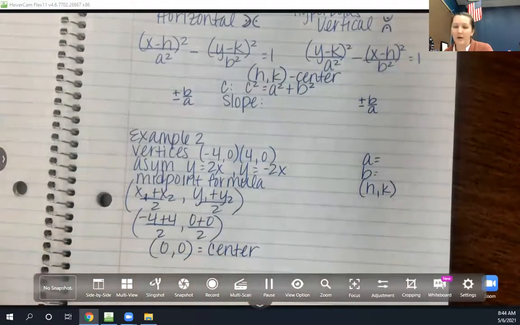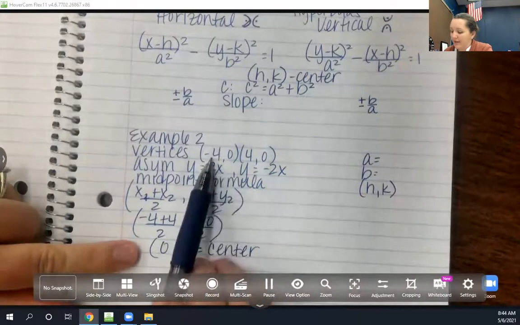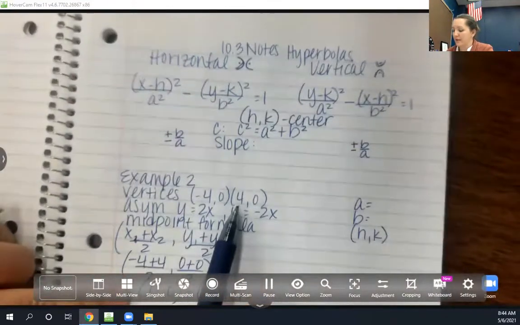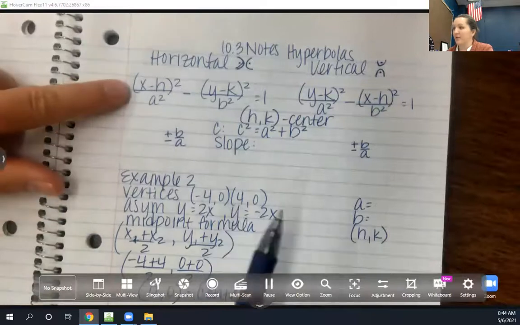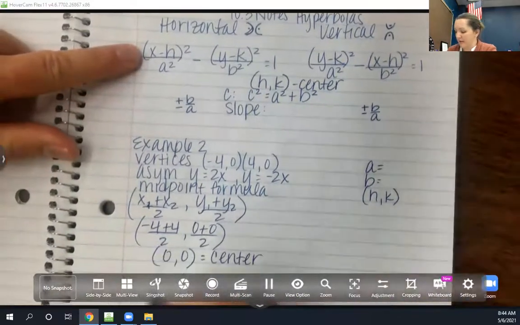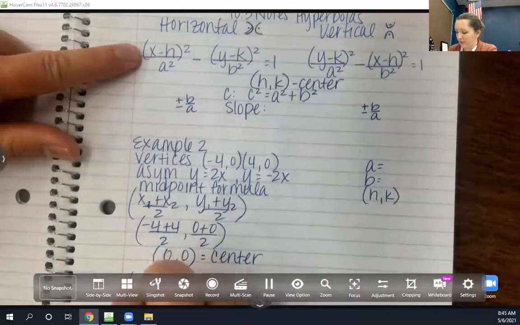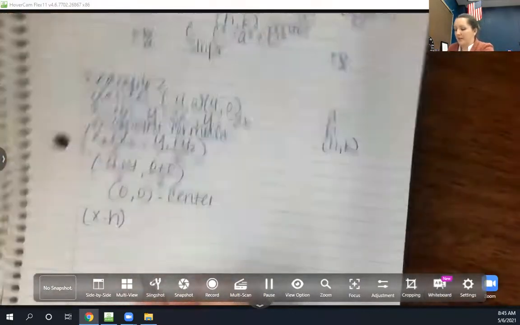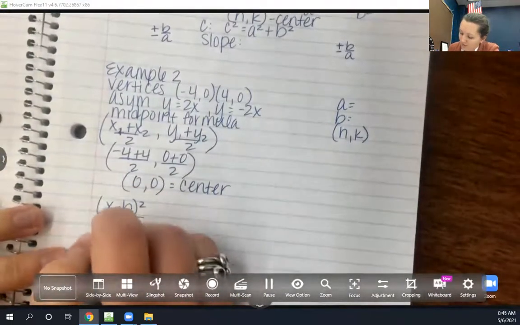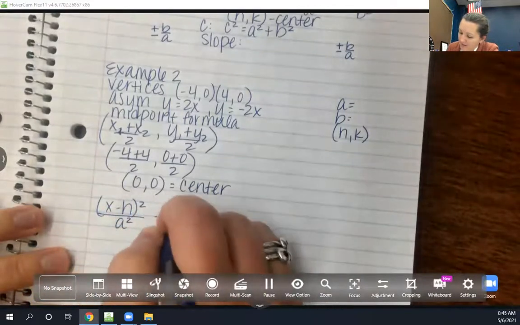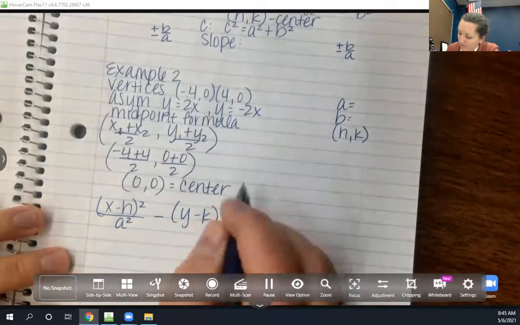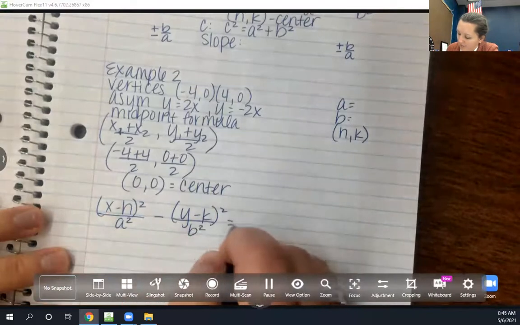Now we need to find our A and B, right? And we need to know whether it's going to be vertically stretched or horizontally stretched, because that's going to tell us what our standard form is. Well, if my x's have changed, and these are my vertices, then it's going to be horizontal. So I know that we're going to use this standard form of our equation. X minus h squared divided by a squared minus y minus k squared divided by b squared equals 1.